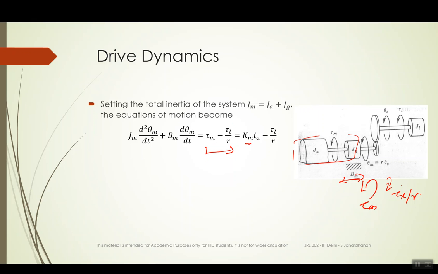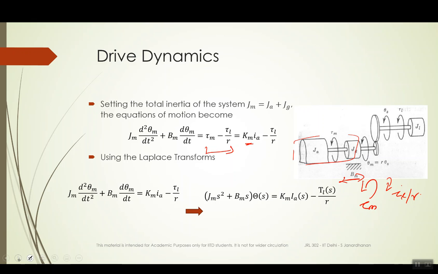But tau m is related to the motor current Ia, that is Km times Ia. Okay, and if you use the Laplace transform for this, you end up with a second order differential equation in your variable theta. On the right hand side you have the motor current Ia and the load torque tau l.